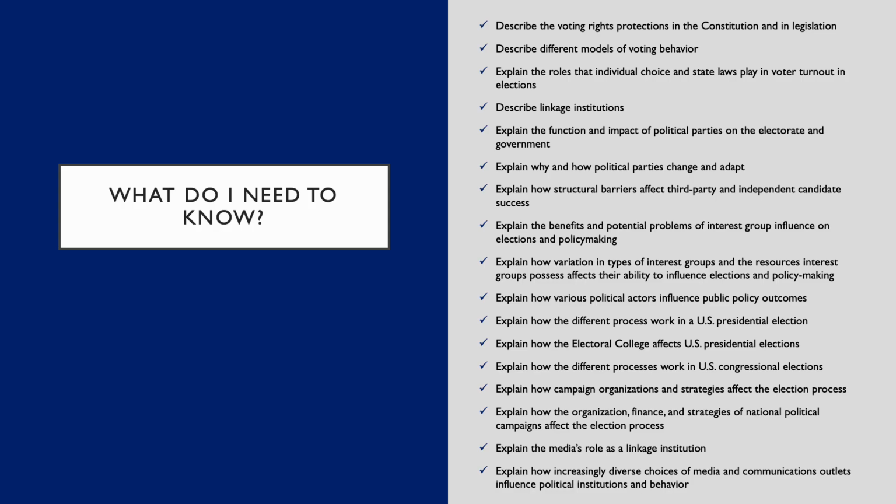So if we're wrapping up Unit 5, we're really looking at how people can affect the policymaking process, and how those effects are mediated by linkage institutions. If you feel confident in the roles of different linkage institutions in the policymaking process, then you should be solid for this portion of the exam.